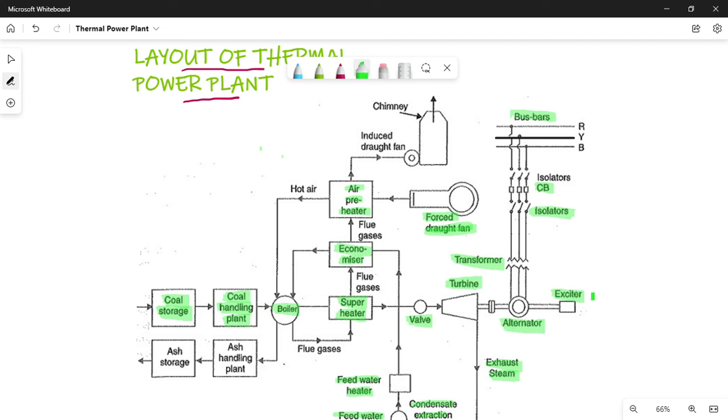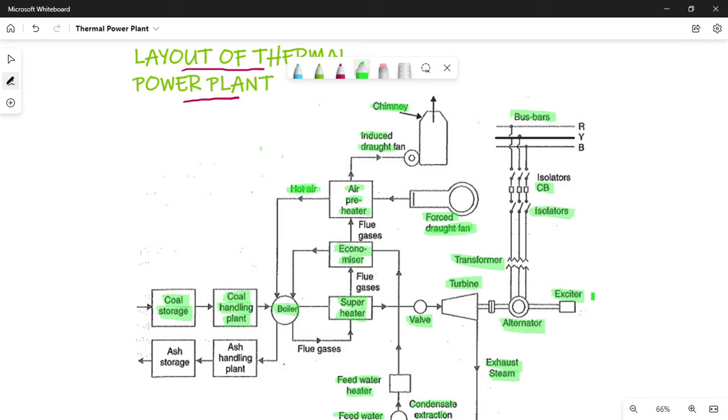The air preheater is the arrangement where the further heat present in the flue gases is absorbed by the air fed into the boiler. The temperature of the air fed into the boiler is increased, which is denoted here as hot air, which has more capacity to fire the fuel. After this, the flue gas is given to the induced draft fan and then forced to escape to the atmosphere through the chimney.